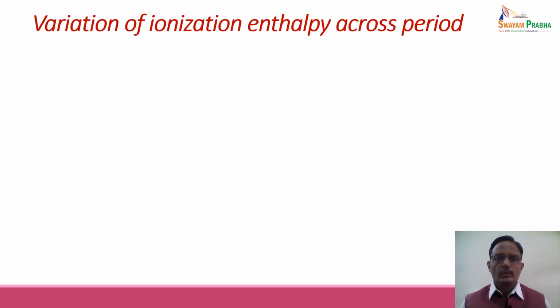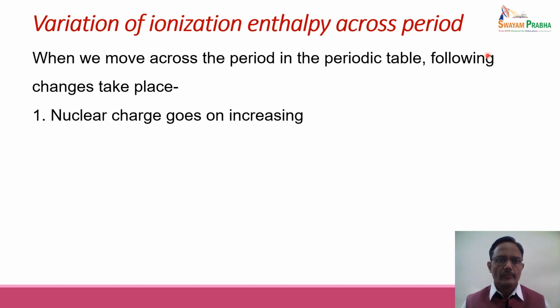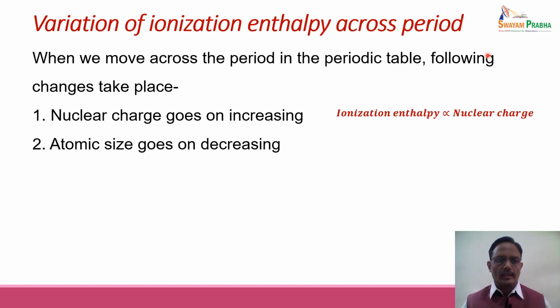Now let us see how the ionization enthalpy varies in a periodic table. Let us see what happens to ionization enthalpy when we move across the period. When we move from left to right in a periodic table, following important changes take place. The first one is the nuclear charge goes on increasing, and we know that the ionization enthalpy is directly proportional to nuclear charge. It means that the ionization enthalpy should increase when we move from left to right in a periodic table. The second factor which goes on changing is the atomic size.